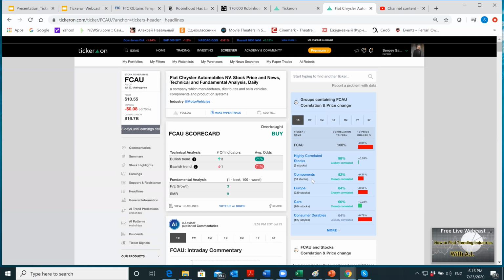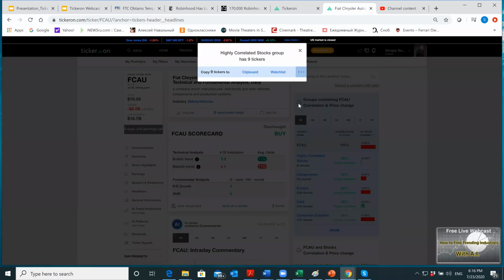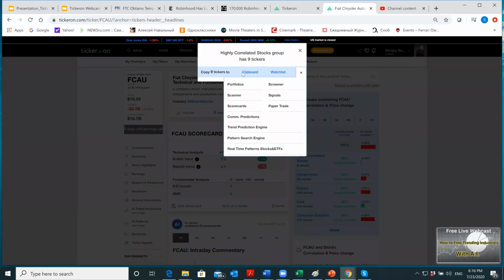Some components belong to the Europe group, right? Cars, Harley stocks, the correlation is not so good, so we're not going to use it. But these are the highly correlated ones. Then what I can do is click here. And every time you see this blue ribbon, it means I'm going to move from one module to another. How many tickers? 9, okay?